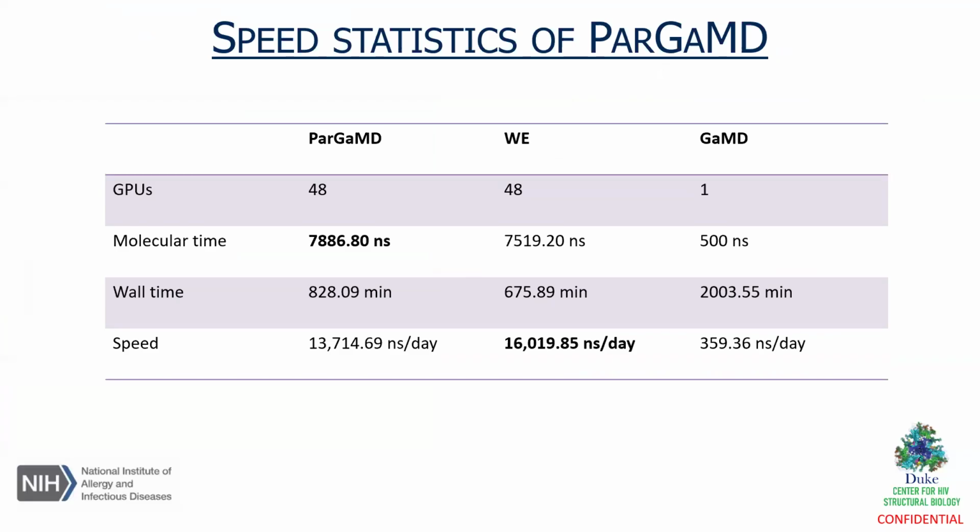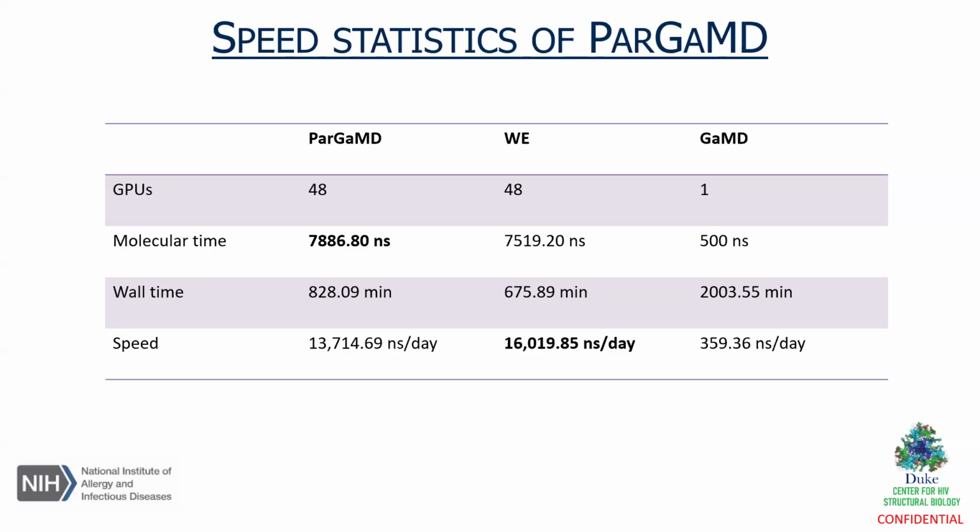I think it's not as fast as WE because we are computing and generating additional files. We are generating a gamd.log file in addition to that, so that's why it is slightly slower. But still, compared to GAMD on one GPU, when we run ParGAMD on 48 GPUs, the speed up is about 40 times, which is an exceptional scale up because we are able to efficiently utilize 48 GPUs and speed up the simulations.